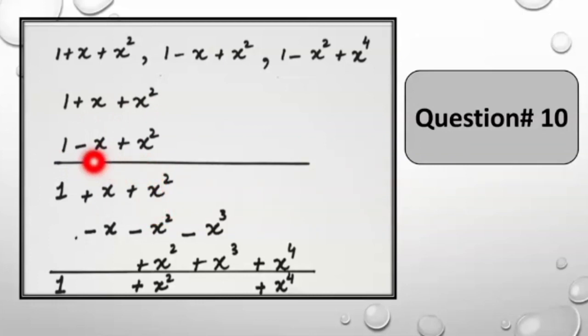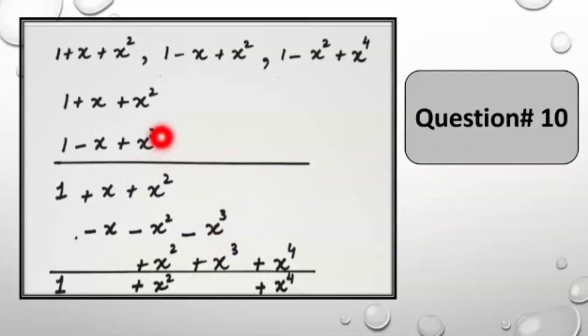Now multiply minus x by 1. The product will be minus x. As this is the like term, so we will write it under the like term. Now multiply minus x by x. The product will be minus x square. Now multiply minus x by x square. The product will be minus x cube.